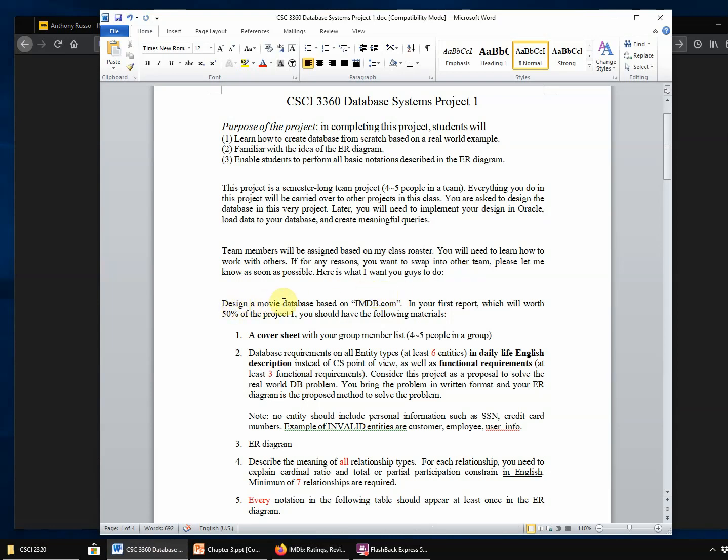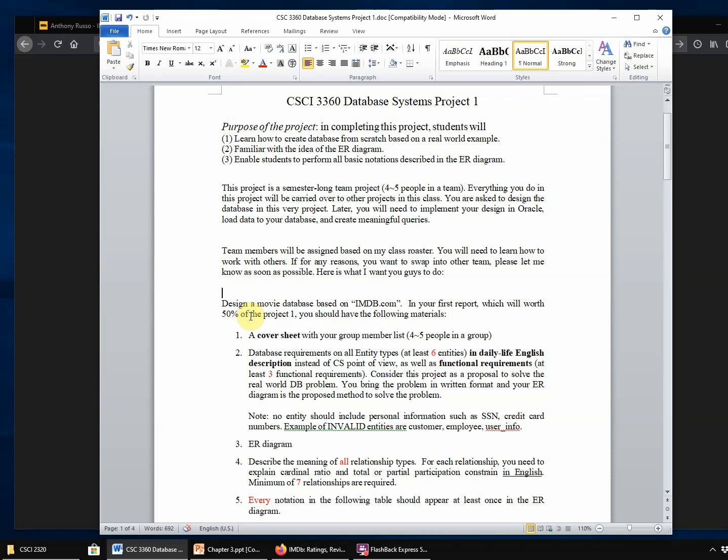I want you to design a movie database based on imdb.com. Your first report, which will be worth 50% of your project one, should have the following materials. You'll notice that because this project one is such an important project, I give you two opportunities. The first is that after you finish everything, we will have a presentation. We will have a meeting, either face-to-face or online, your team's choice. At that time, I will give you my feedback and a score worth 50% of the project.